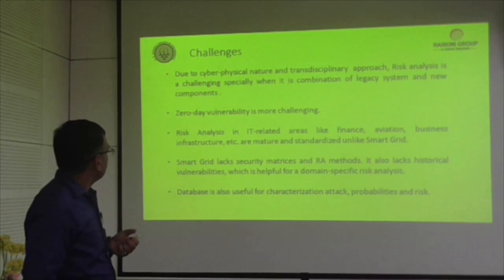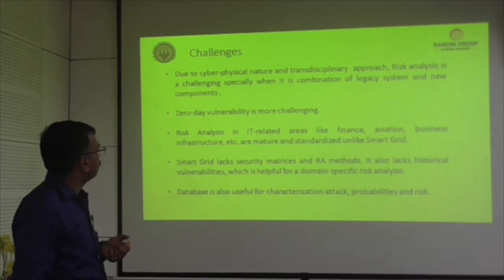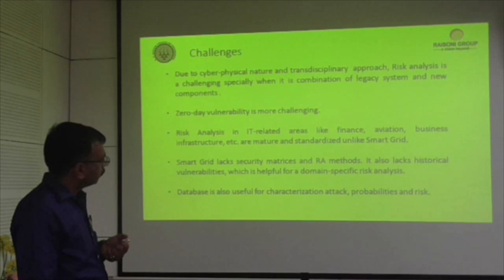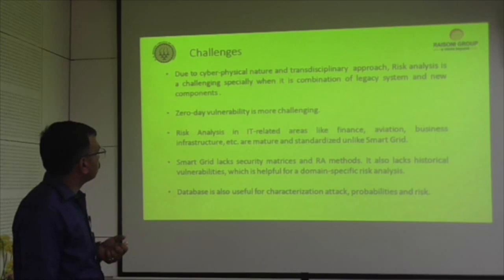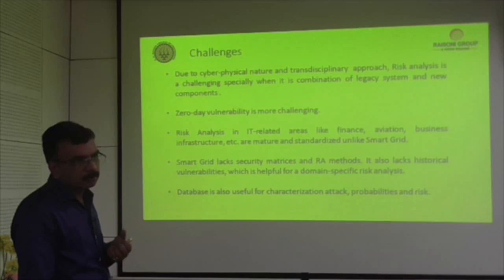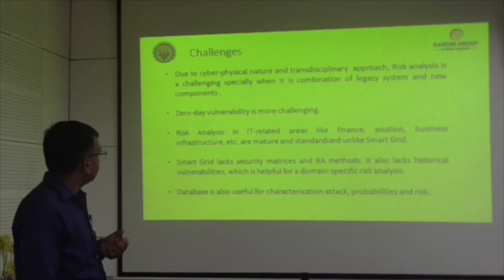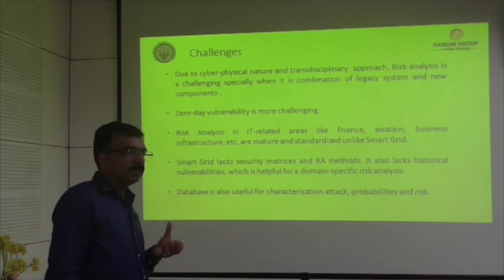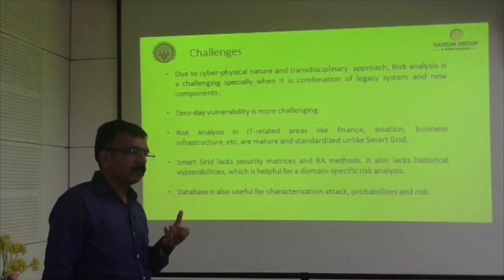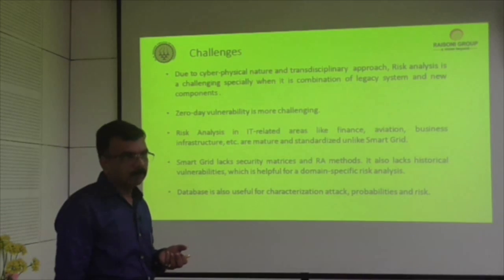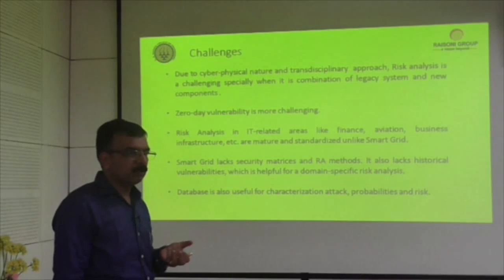Risk analysis in IT-related areas like finance, aviation and business sectors is mature and standardized, unlike the smart grid. The smart grid lacks security metrics and risk analysis methods. It also lacks historical vulnerability data, which is helpful for domain-specific analysis. The past is lagging in that area. A database is also useful for characterization of attack probabilities and risk. Past attack data is required to make it more informative. Then on the basis of that information, it's more knowledgeable, and we can make a more specific or more selective decision.